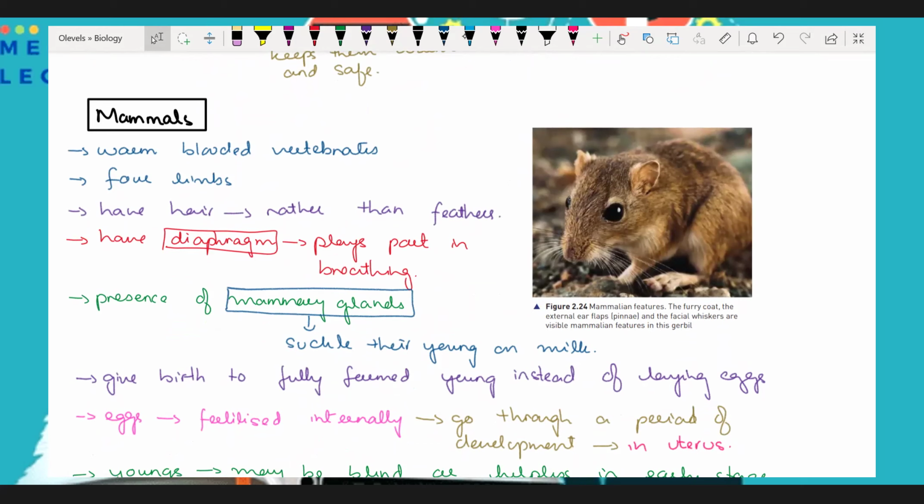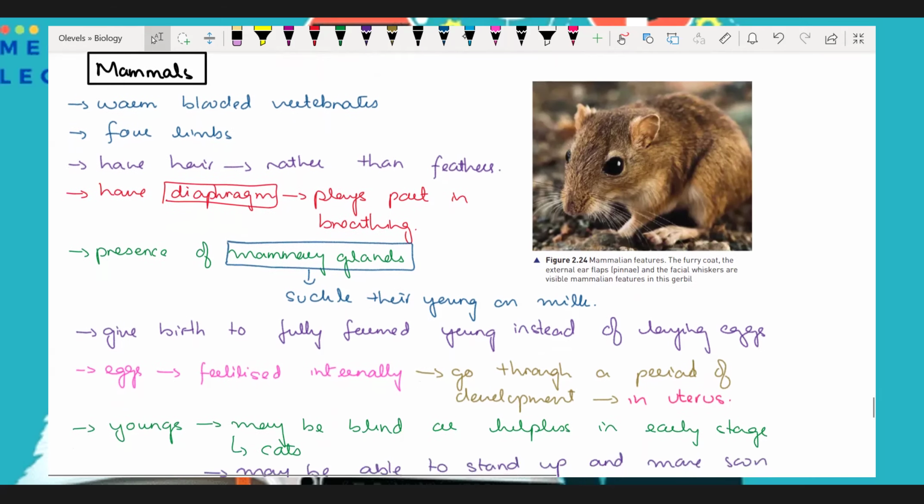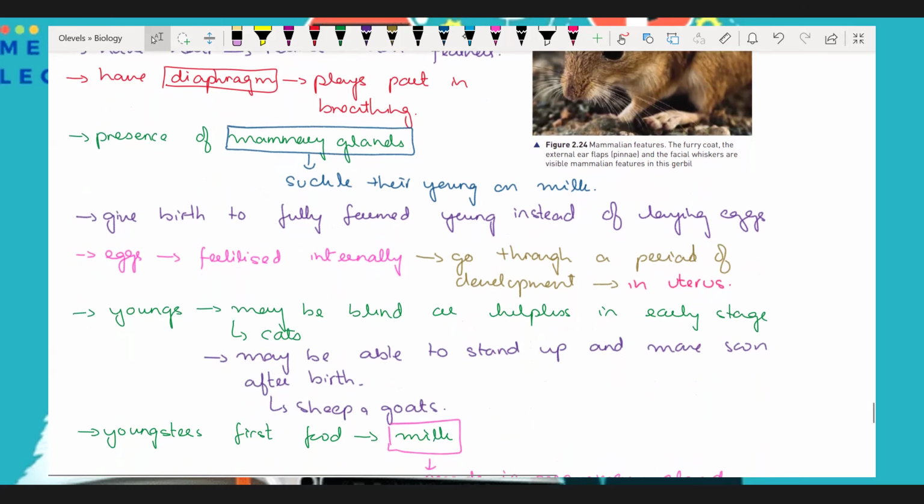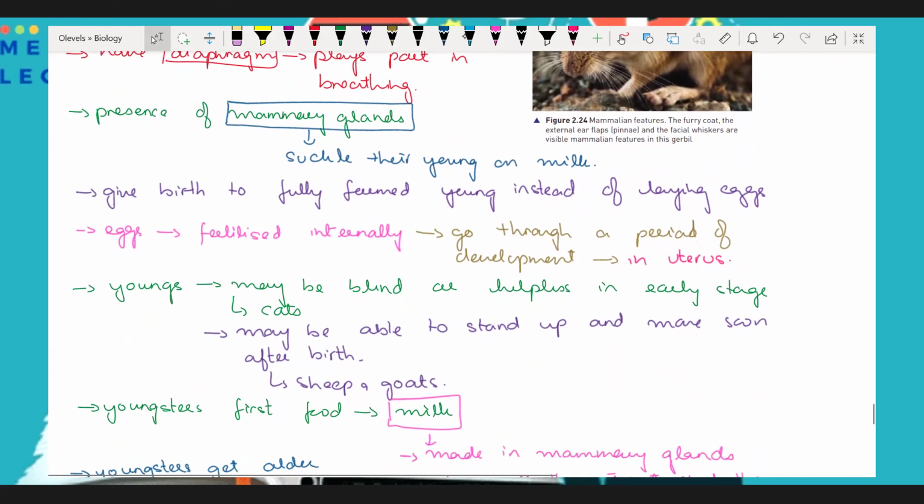And apart from that, mammals also have a diaphragm that plays a part in breathing. And there is a presence of mammary glands as well that help their young to suckle milk. And they give birth to fully formed babies instead of laying eggs. So all mammals give birth to fully developed babies, right? And obviously their eggs are fertilized internally, and they go through a period of development inside the uterus of a female body.